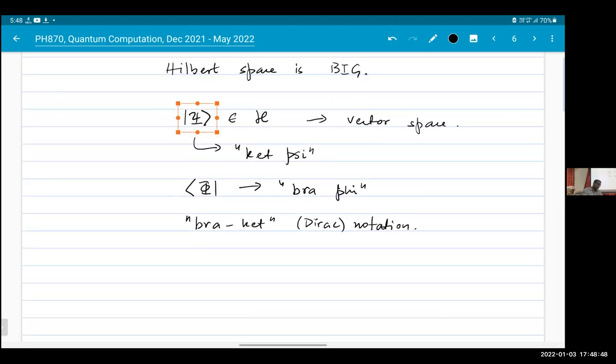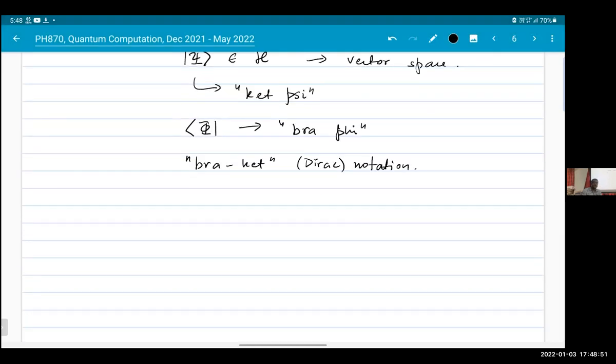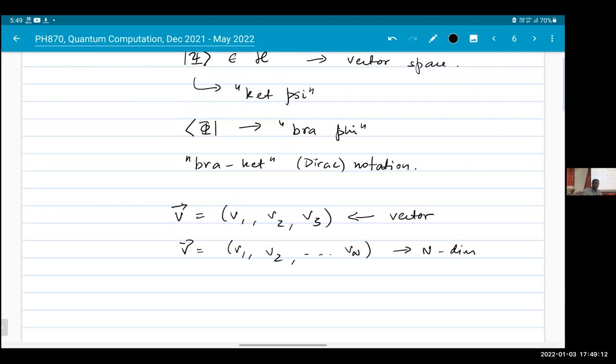So we have states, and these states are elements of vector spaces. Now, what is a vector space? What is a vector? You're all familiar with something like this. A vector is a collection of components like this. In general, a vector can have n components, and we would say that this is an n-dimensional vector. These components can be real numbers, they can be complex numbers, they can be integers.